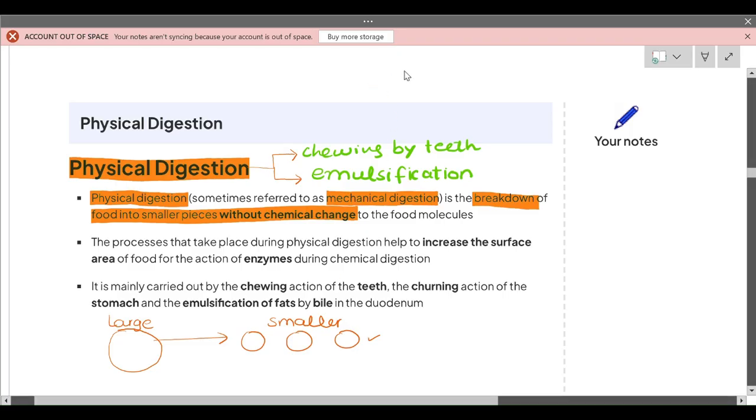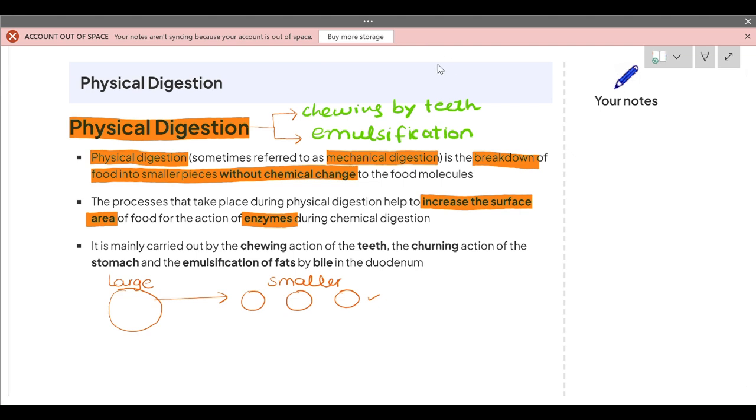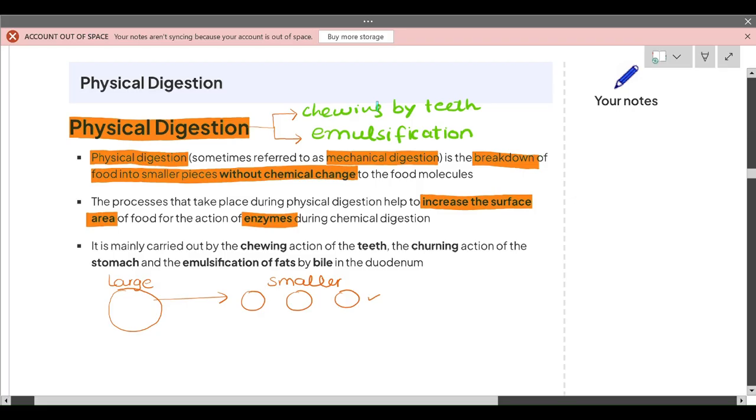The reason behind physical digestion is to increase the surface area, and once the surface area is increased, the enzymes can work on these substances. Our ultimate goal is to make sure that enzymes are working on our food substances so that our digestion can complete.